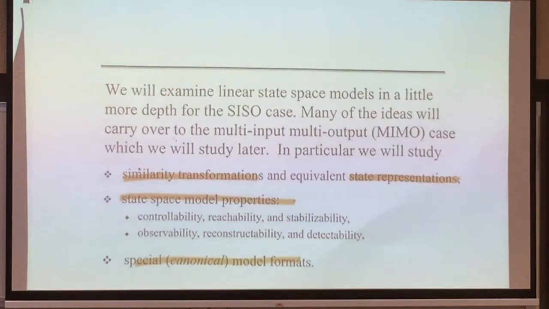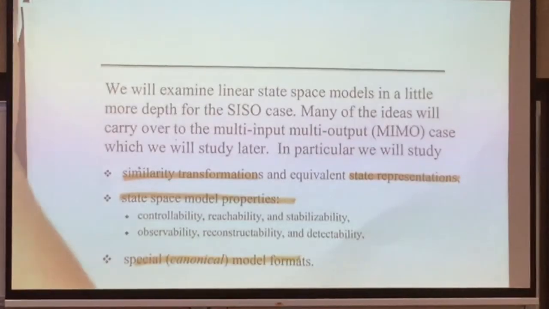So in particular, we will study this thing called similarity transformation, okay, which I'll tell you in further detail, and equivalent state representations for both a controllable system and an observable system. What are the state space model properties such as controllability, can you control the system, reachability, can you reach the final solution, can you stabilize the system, can you observe the system, if you can't measure it, can you reconstruct based on what you're observing, you can actually detect the solution. Okay, and some of the special canonical model formats of this case.